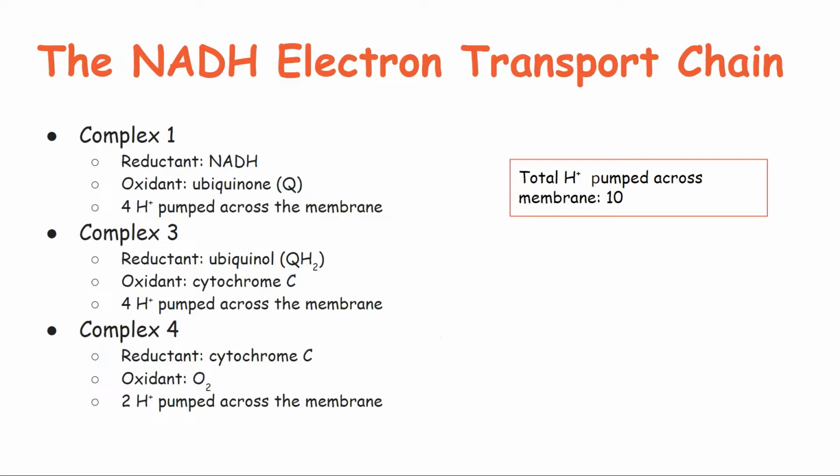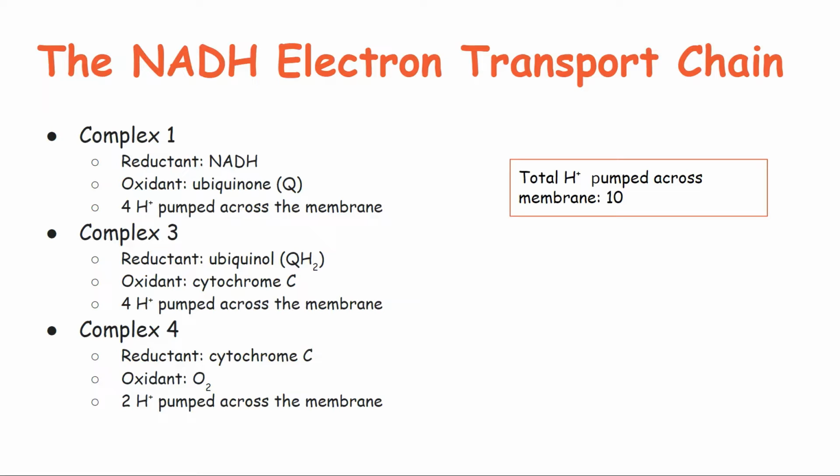So first we'll start off by talking about the NADH electron transport chain. There are 3 complexes in this chain. First is complex 1, and then 3, and then 4. In complex 1, the reductant is NADH, and the oxidant is ubiquinone. In complex 1, 4 hydrogens are pumped across the membrane.